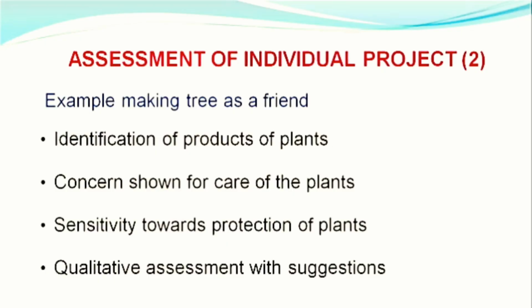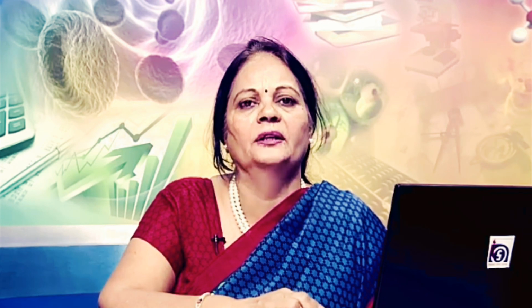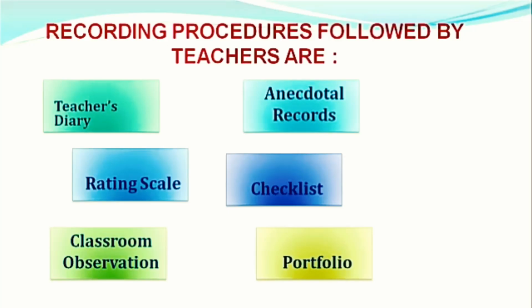For example, making a tree a friend, what could be the reference points? Identification of products of the plant, whether she is able to do it, concern shown for the care of the plant or plants if she has selected 2 or 3 plants, sensitivity towards protection of the plants, what kind of activity she is doing or undertaking, and qualitative assessment with suggestions on whether she has completed the activity. We have already discussed that these are some of the recording processes which a teacher must use if she is using learning-centered assessment.